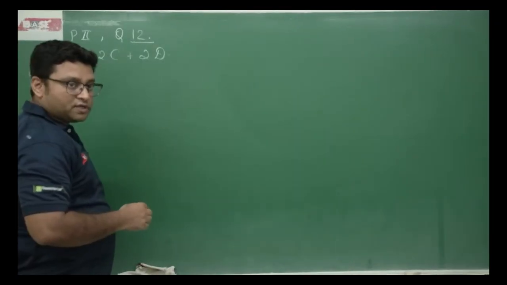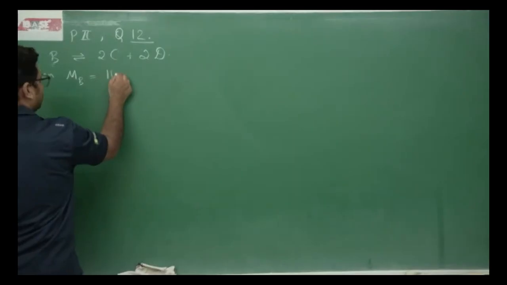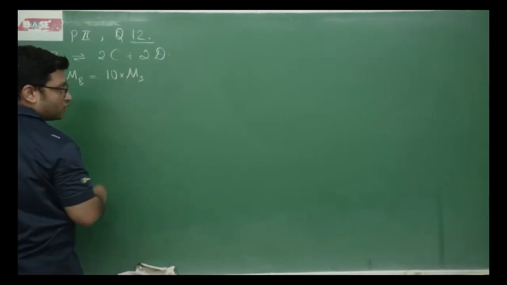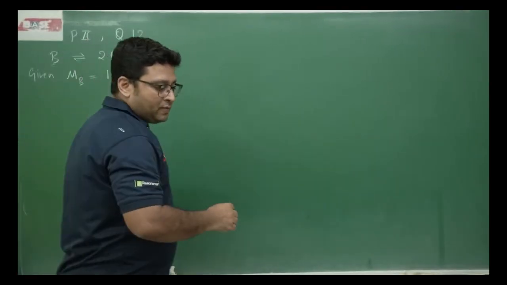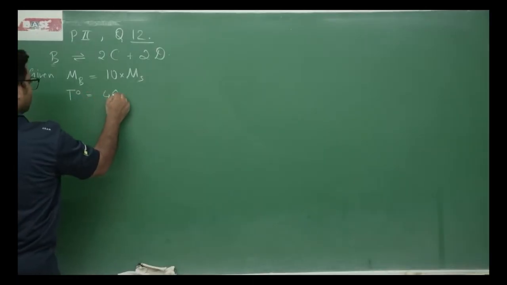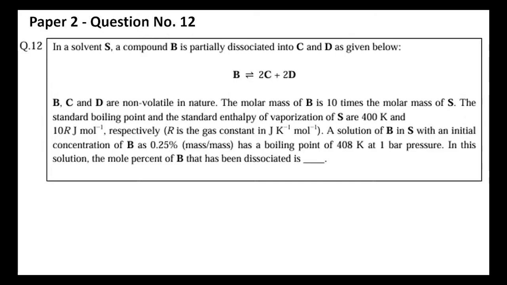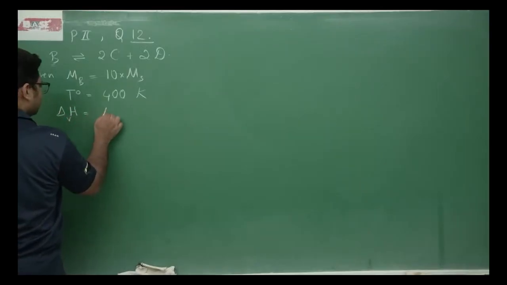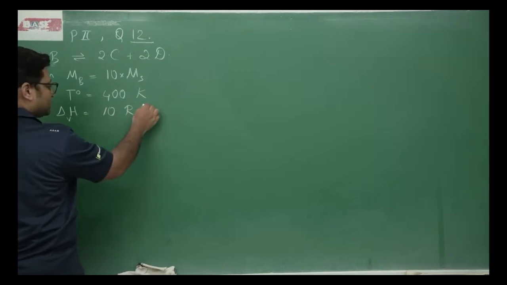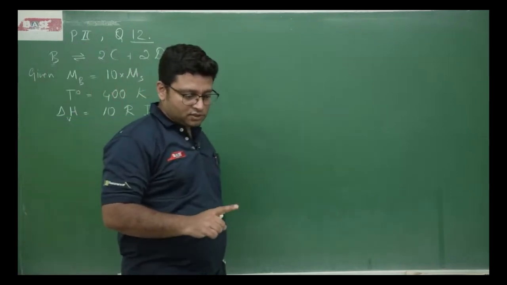Okay. Molar mass of solvent and molar mass of solute. Solute is said to be 10 times in molar mass to that of solvent. That's the first condition given. Then the boiling point of solvent is given as 400 Kelvin. Then one more data we have is enthalpy of vaporization, given as 10 times the universal gas constant, 10R joules per mole.